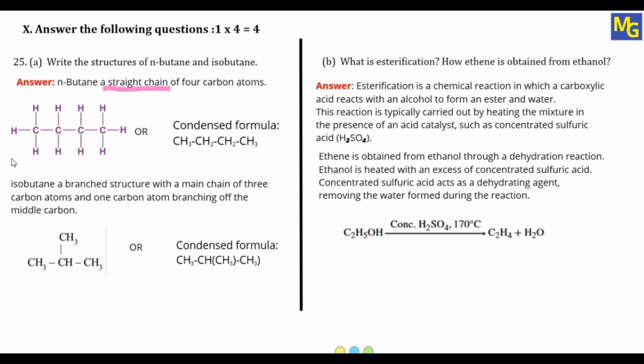This is the structural formula, and here I have written the condensed formula, means combining all the hydrogens together, the formula written, which is called the condensed formula. So this is the formula for N-butane.